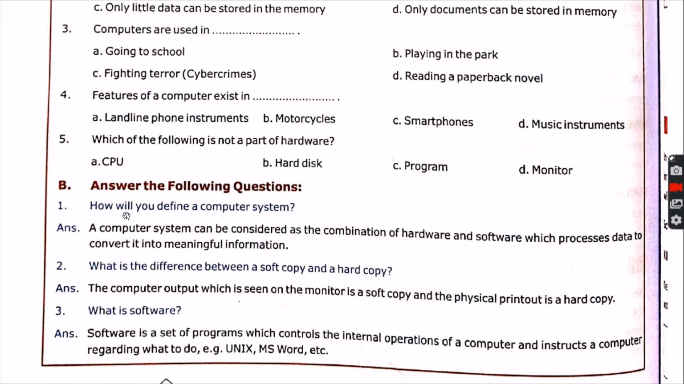See, the first question is how will you define a computer system? What is a computer system? As I have explained to you, a computer is an electronic machine which consists of hardware and software and is able to carry out the functions, that is IPO.